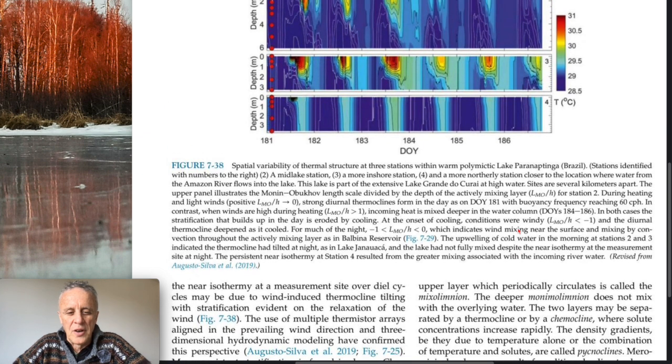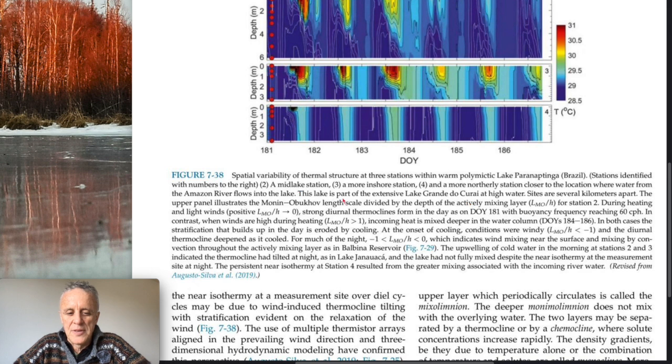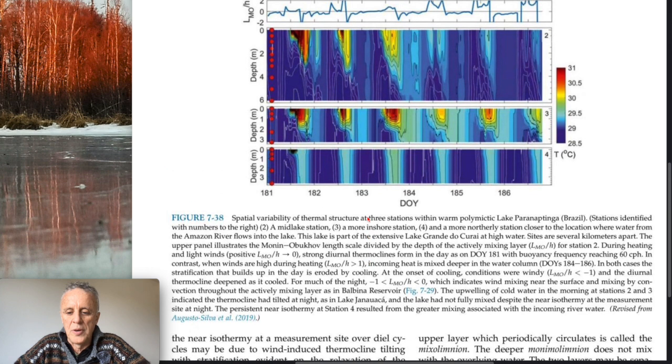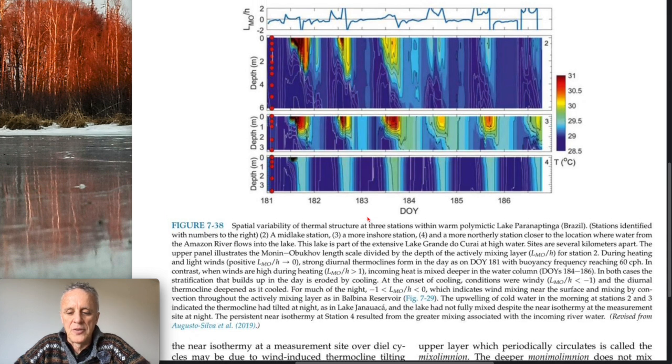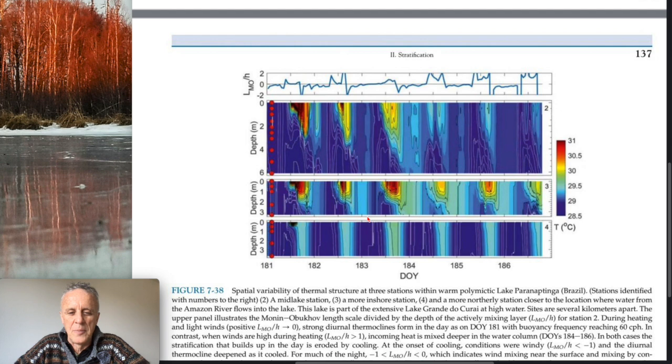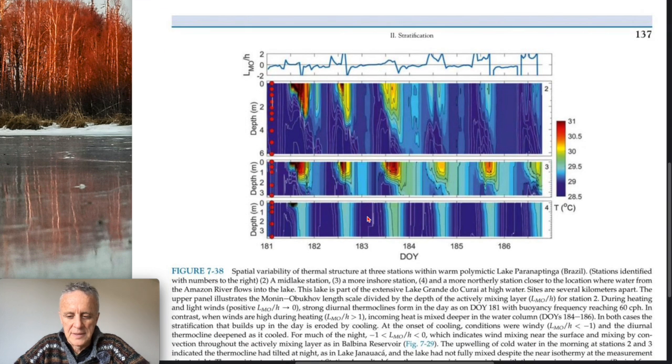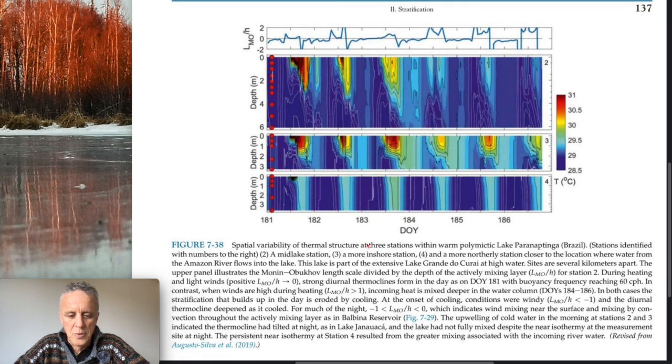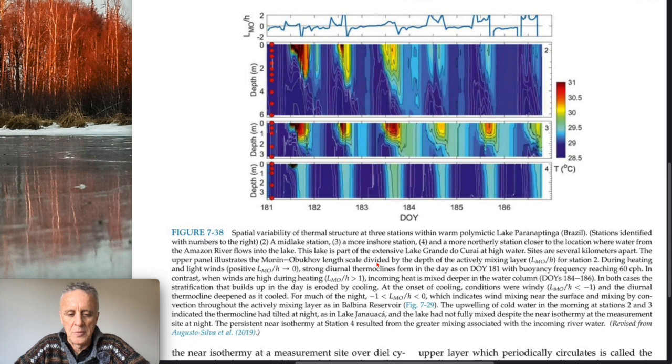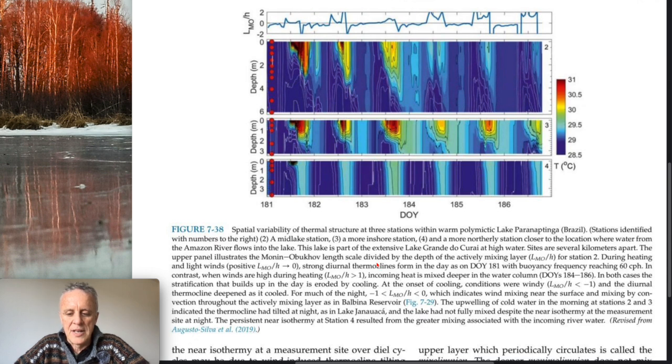So this is spatial variability. This is figure 7-38, spatial variability of thermal structure at 3 stations within warm polymictic Lake Paranapitinga in Brazil. And so the first thing is we have, let's see here, 2 being the mid-lake station, 3 a more inshore station, 4 a more northerly station closer to the location where water from the Amazon River flows into the lake. This lake is part of the extensive Lago Grande de Curuai at high water. Sites are several kilometers apart.